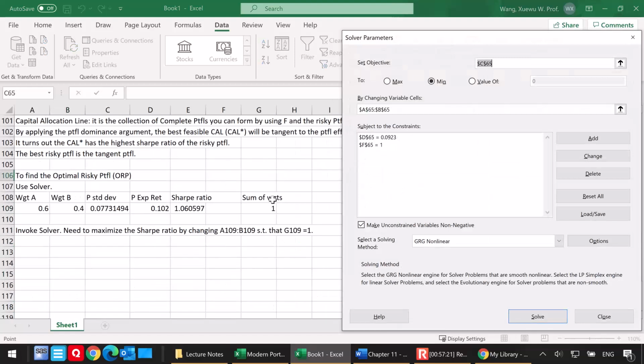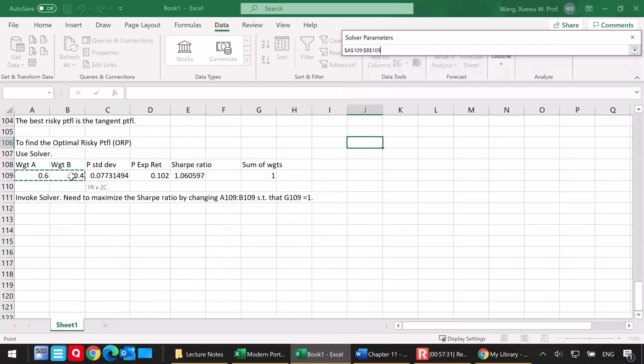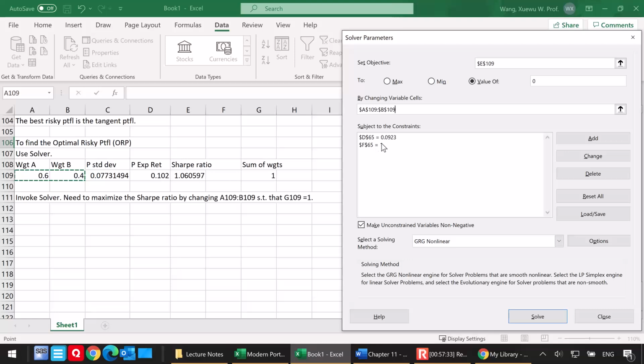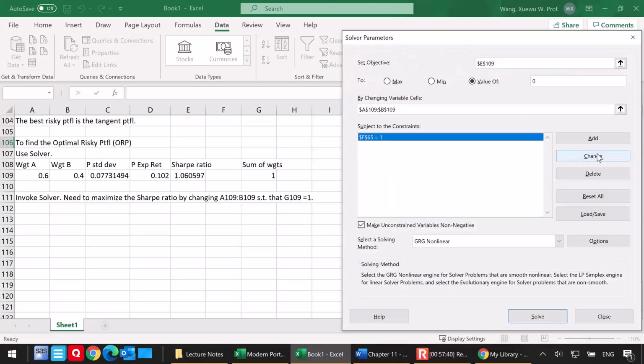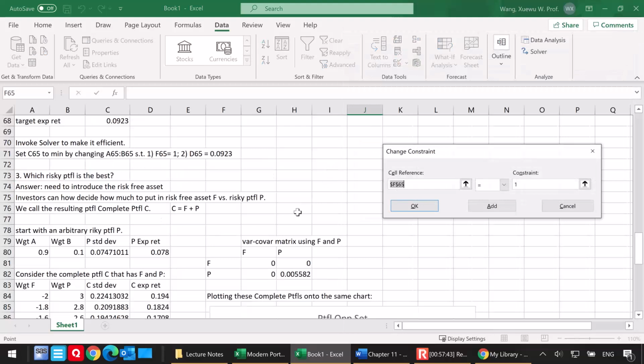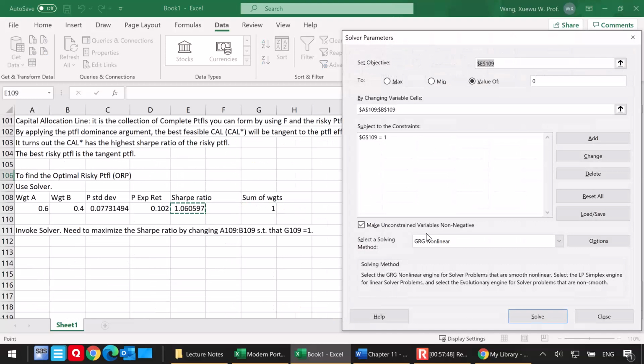My objective cell is this Sharpe ratio, and I want to maximize this by changing the weights. These are the two weights, and I do have the constraint that the weights add up to 1. I can delete this here, and I need to change this one here. The weights summation is in this cell, and let me get back to Solver parameters. And yes, this is now our optimization program to find the optimal risky portfolio.